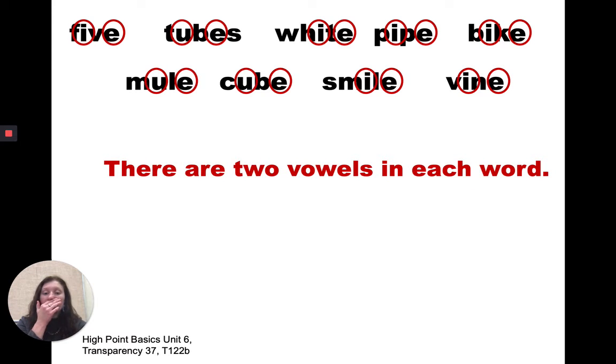All right, so there are two vowels that we see in each of these words. So in the word five, we have the I and E. In tubes, we have the U and E. In white, we have the I and the E. In pipe, we have I and E. Bike, we also have I and E. Mule, we have the U and E. Cube, we also have U and E. Smile, we have the I and E. And in vine, we also have the I and E.